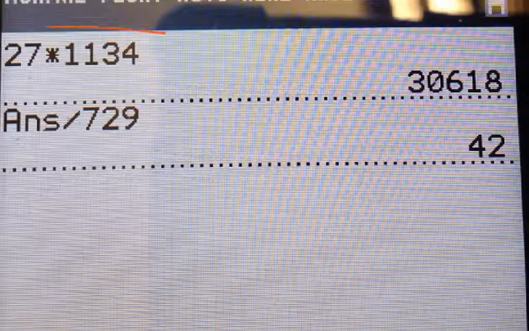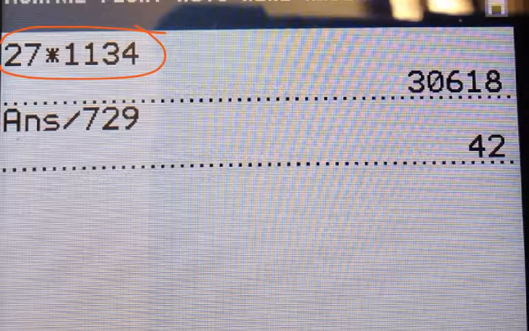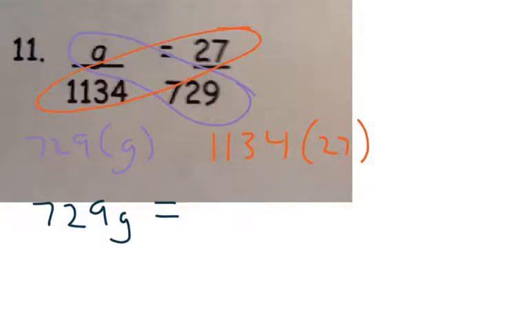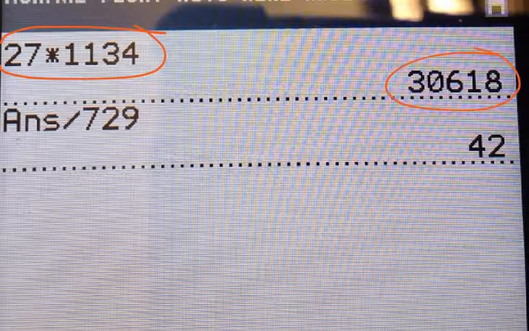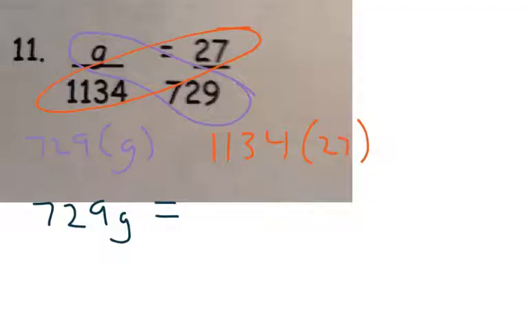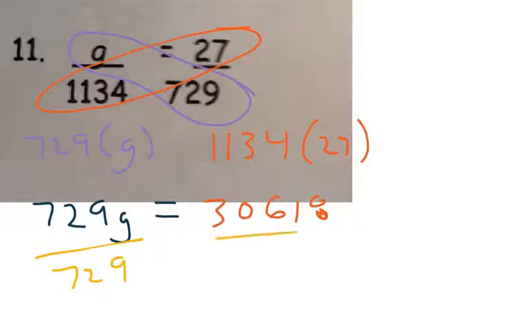So as you can see right here, 1,134 times 27, just want to make sure I have the right numbers, is 30,618. 30,618, and that's an 8 there, guys. And of course, to solve this, we're now going to divide both sides by 729, because 729 divided by 729 is 1.